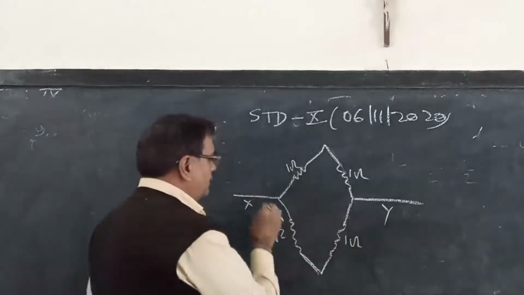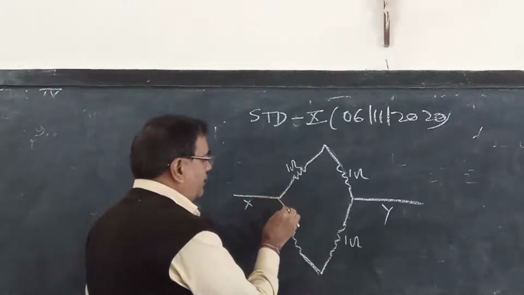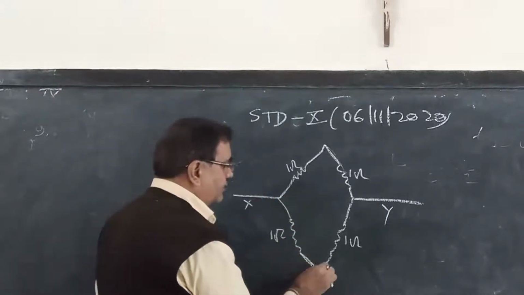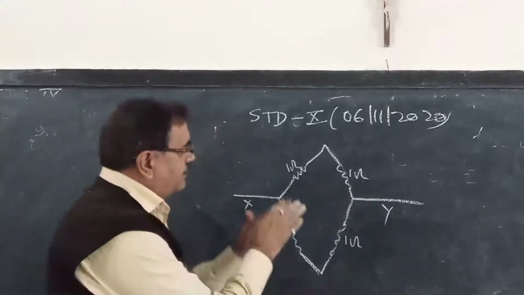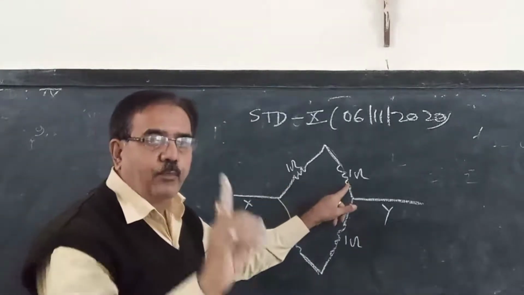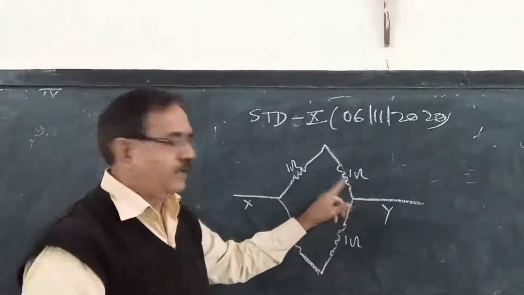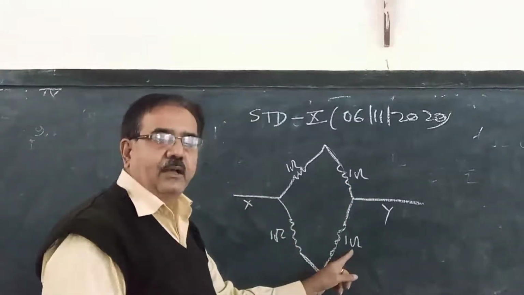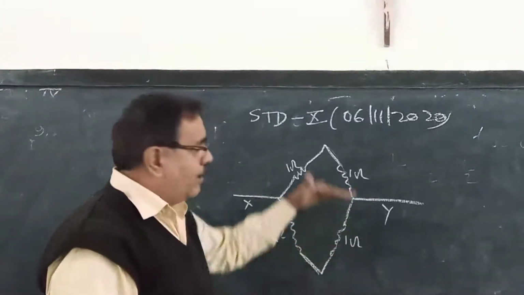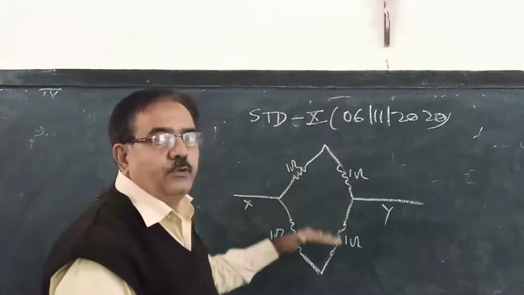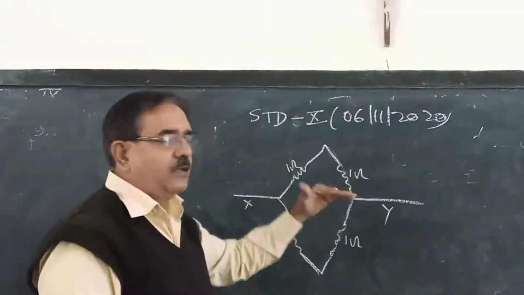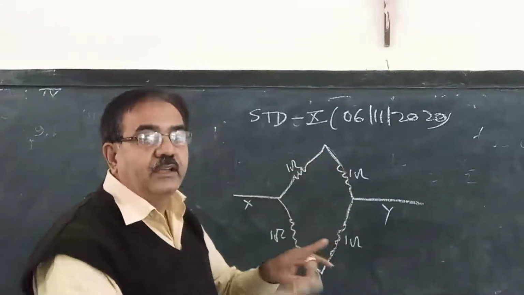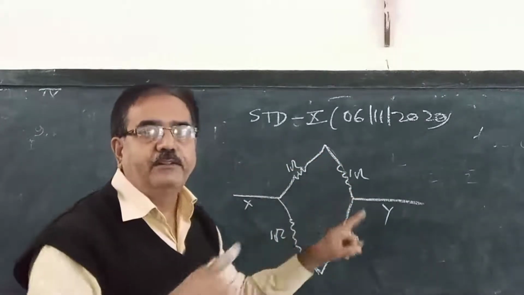One path: the current comes from this point to this point to this point to this point. This combination has one path, so it is in series, and this combination is in another path, and it is also in series. But the combination of these two is a different path. This is one path, this is another path, so the combination of these two is in parallel because of the different paths.